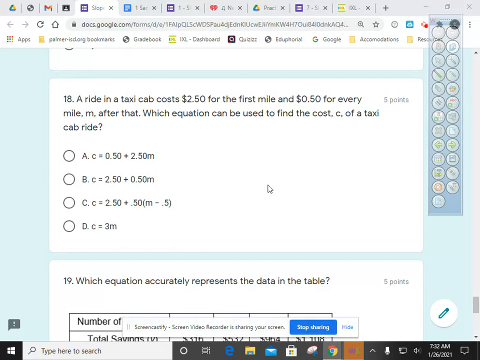Number 18, a ride in a taxi cab costs $2.50 for the first mile and 50 cents for every mile M after that. Which equation can be used to find the cost C of a taxi cab ride? A, C equals 0.50 plus 2.50M. B, C equals 2.50 plus 0.50M. C, C equals 2.50 plus 0.50, parentheses, M minus 0.5. D, C equals 3M.